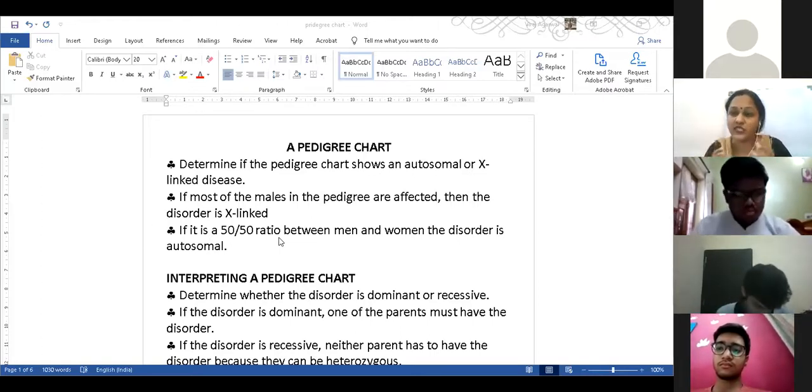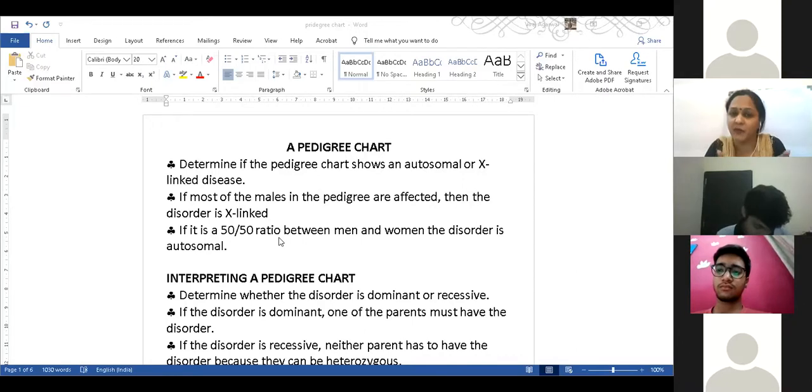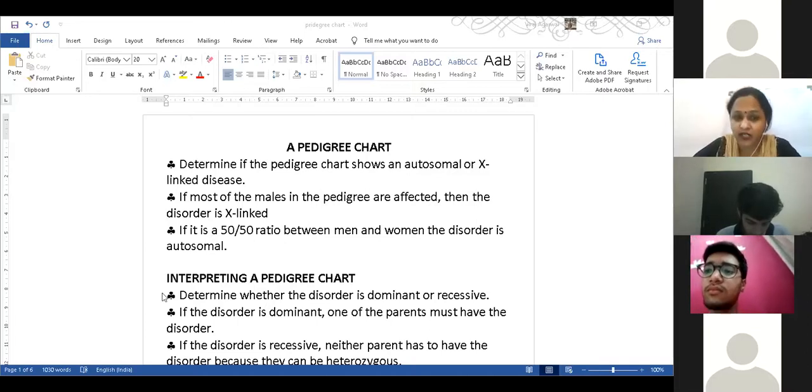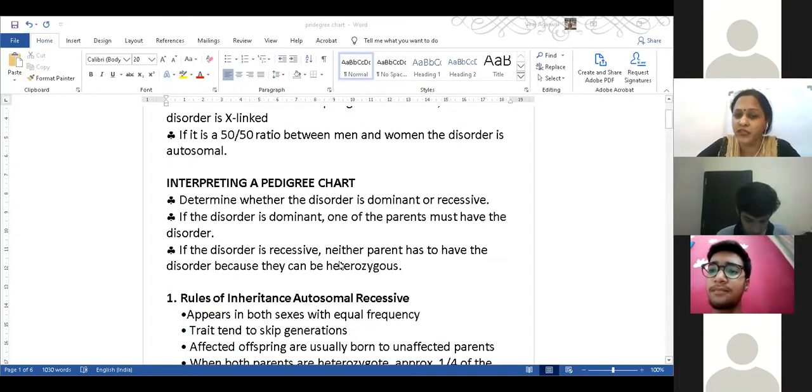Okay, so first aapne find out kariya whether it is an X-linked or an autosomal disease, because obviously we make these pedigree charts for chromosomal diseases, or diseases which are getting transmitted. Then comes interpreting the pedigree chart.